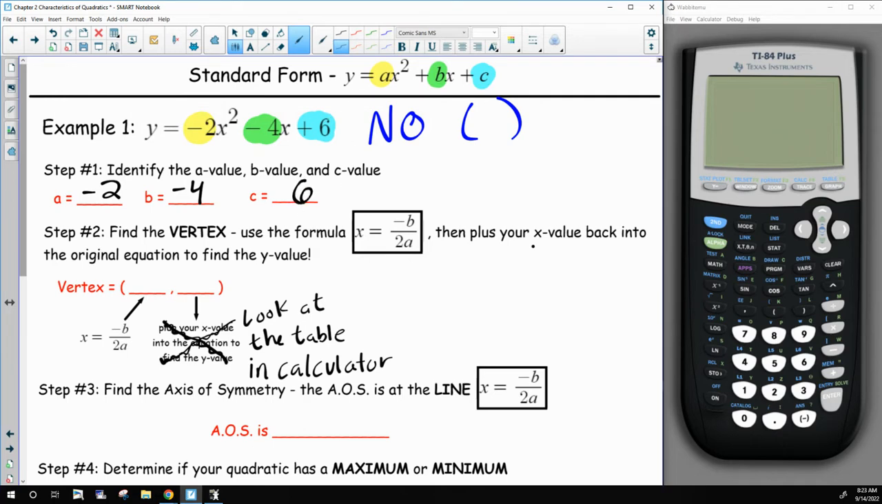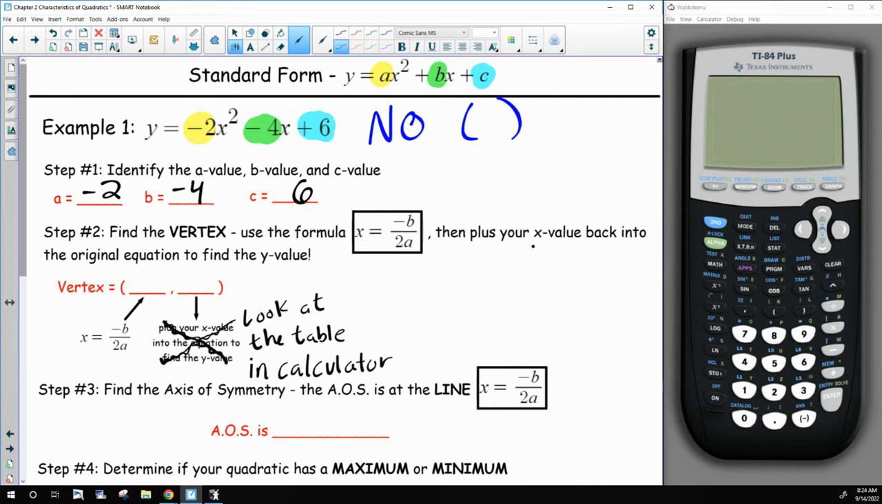Now, one thing you want to notice: when I was writing down my a, b, and c values, did I write an x at all? No. Your a, b, and c are values. They're numbers. They shouldn't have variables attached. A lot of times, students like to write down, oh, a is -2x squared, b is -4x. A, b, and c are just numbers. They're values. So do not write down any variables with your a, b, and c.